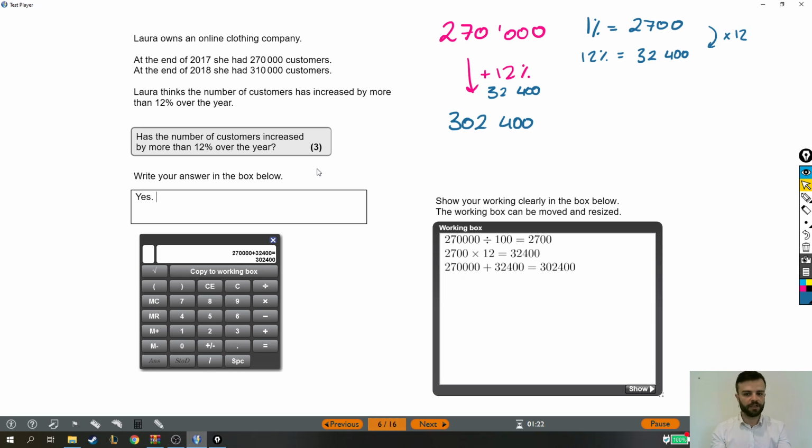But just again, so we've got it straight in our head, I'm just going to write out, yes, a 12% increase would have been 302,400. She has more customers than that. Yeah. So hope that makes sense. A 12% increase would have taken her to 302,400. She has more customers than that, so the increase must have been more than 12%. Cool, hope that helps.